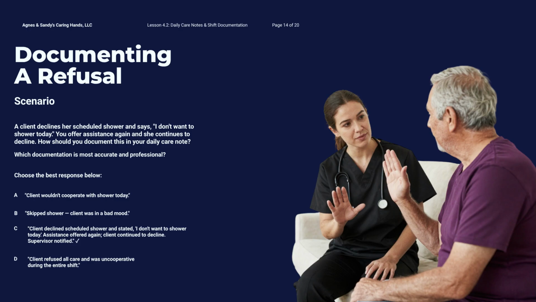Client refusals should be documented objectively. Avoid describing the client as difficult, stubborn, or uncooperative. State what was offered, what the client declined, what the client said or did, what action you took, and who was notified when notification is required. This respects the client's rights while creating a clear record of what occurred.